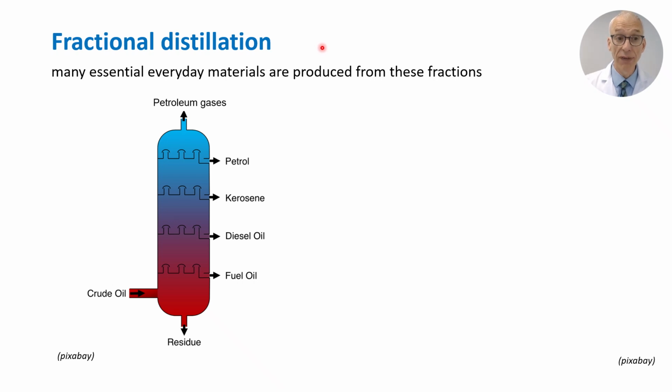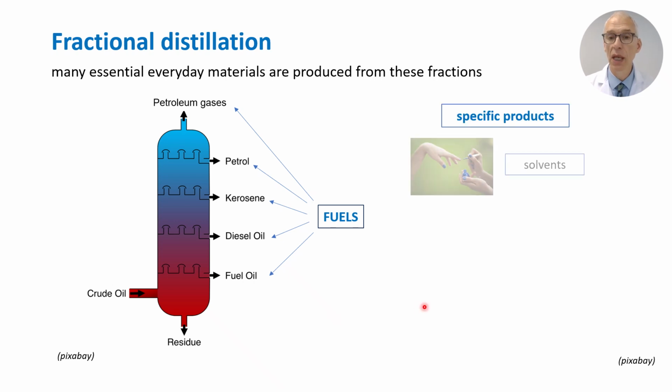Crude oil in itself is not a useful material, but the fractions produced from fractional distillation have many everyday uses, and many other everyday materials are manufactured from them using different processes. So the first most obvious use of these fractions is as fuels. The petrol cars will use petrol, larger vehicles will use diesel, so these fuels all have different contexts for their use. There are other specific products you are expected to know about.